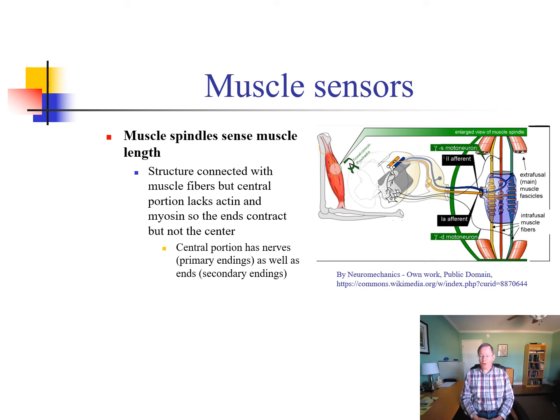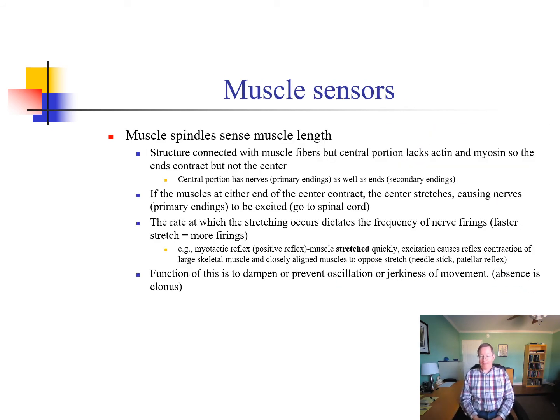It's not got actin and myosin in it. And these nerves are firing at a certain rate. And when the muscle itself is contracting, it changes the frequency with which those are firing. So I have this central portion where I have this nerve that is bound around it. It is firing at a certain frequency, and when that frequency changes, it tells me that I am having movement, basically. And so my muscle spindles are allowing me to detect that movement.